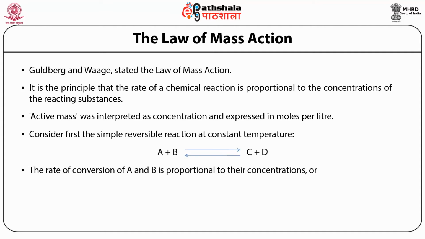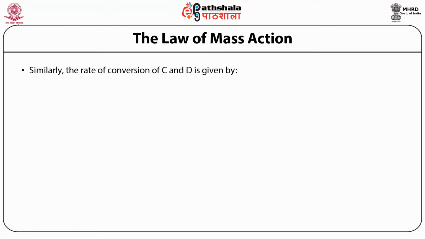The rate of conversion of A and B is proportional to their concentrations, or if we take R1 is equal to K1 into [A] into [B], where K1 is the rate constant or rate coefficient. Similarly, the rate of conversion of C and D is given by R2 is equal to K2 into [C] into [D].